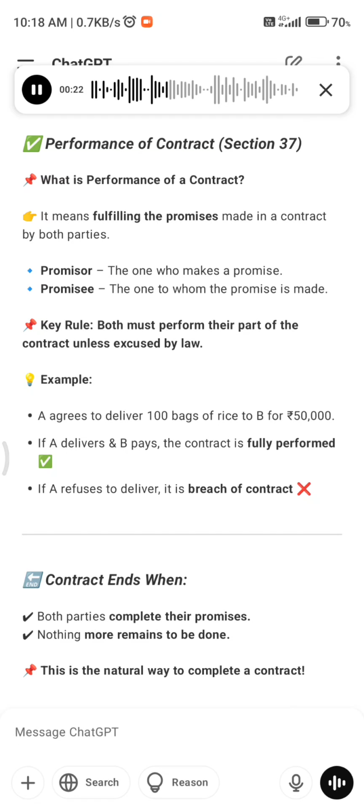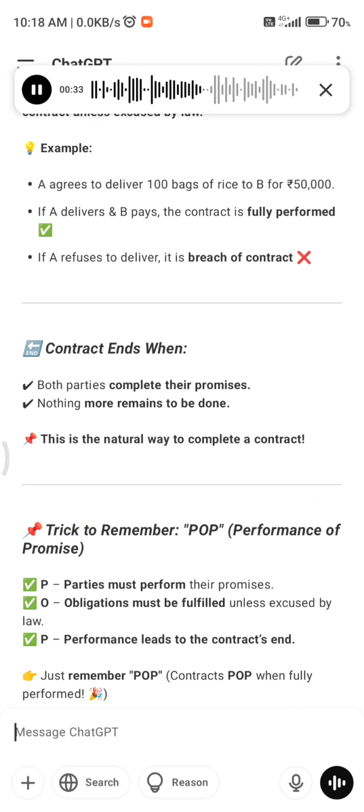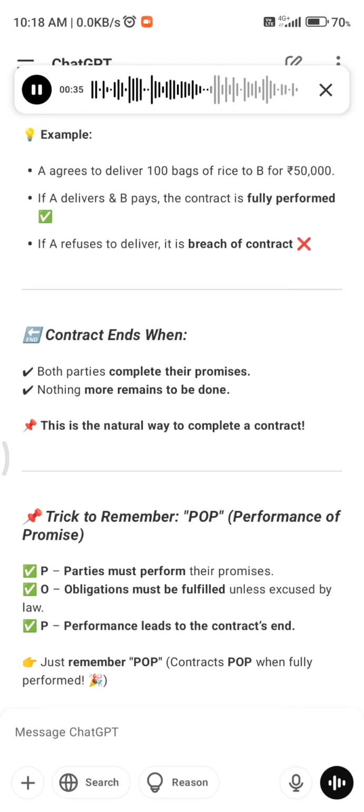Example, A agrees to deliver 100 bags of rice to B for 50,000. If A delivers and B pays, the contract is fully performed. If A refuses to deliver, it is breach of contract. A contract ends when both parties complete their promises. Nothing more remains to be done. This is the natural way to complete a contract.